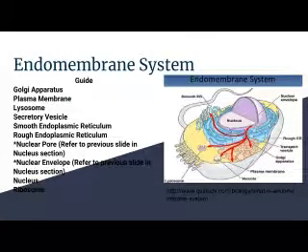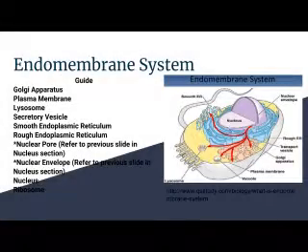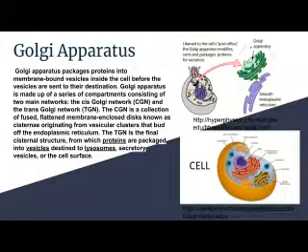A few of the topics that we're going to go over are the Golgi apparatus, the plasma membrane, the lysosome, secretory vesicles, smooth endoplasmic reticulum, rough endoplasmic reticulum, the nucleus, and ribosome. The nuclear pore and nuclear envelope were covered in the previous nucleus section, so you can just refer to those slides for that information. The first topic we're going to be talking about is the Golgi apparatus.